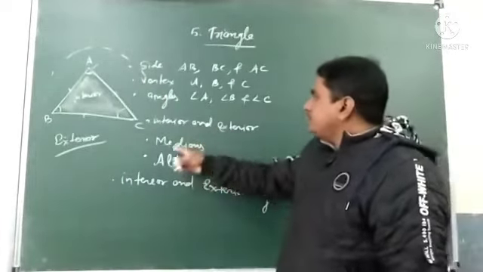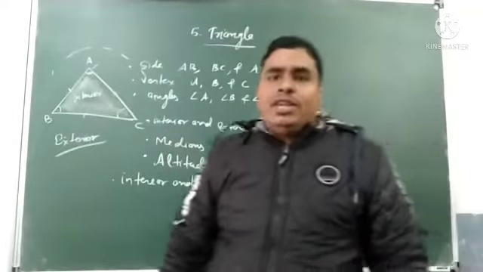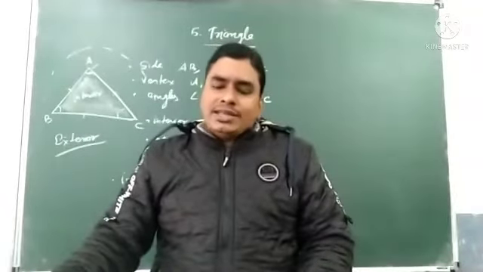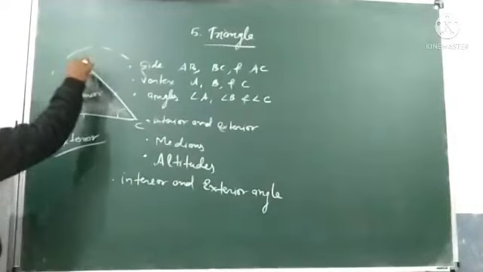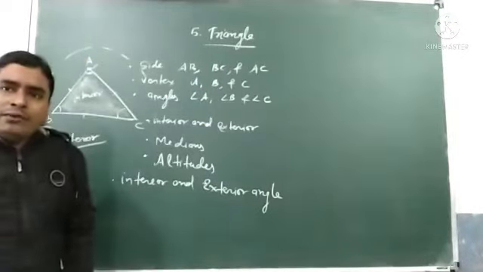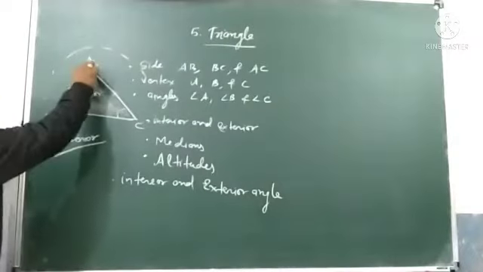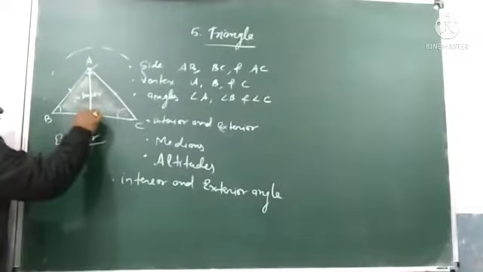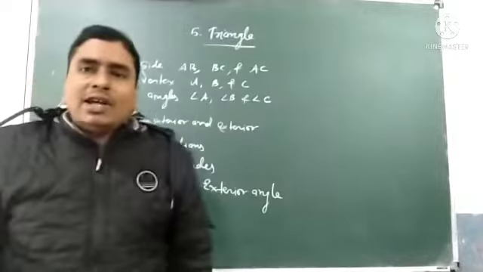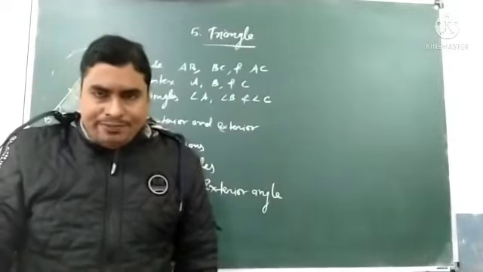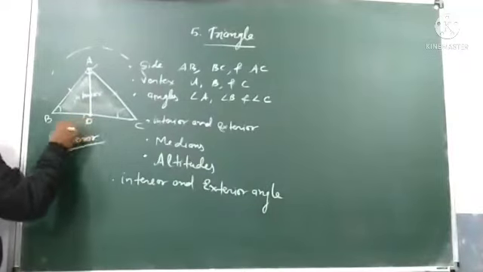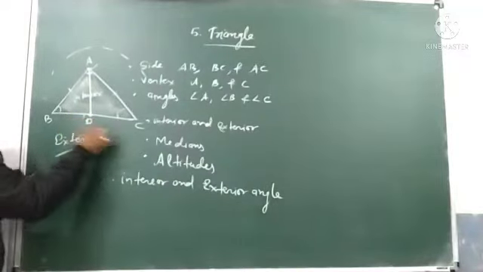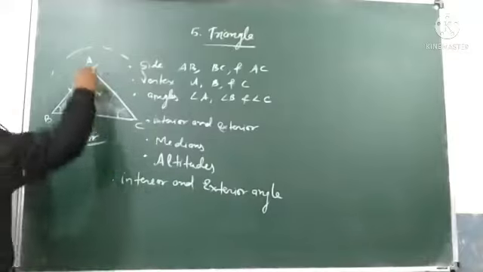Okay, now medians. What are the medians? A line joining a vertex of a triangle to the midpoint of the opposite side is called a median. See, AD: D is the midpoint of BC. This is median AD.